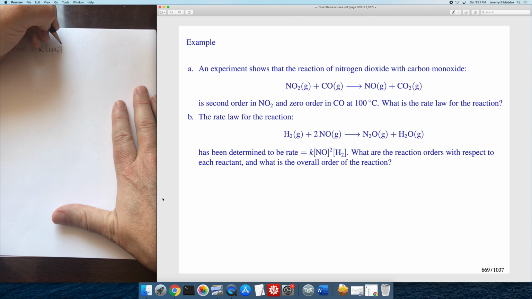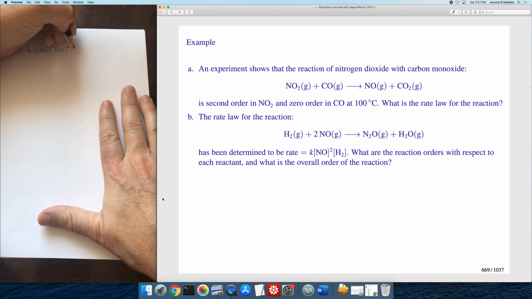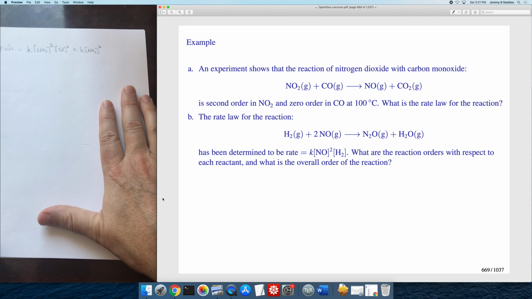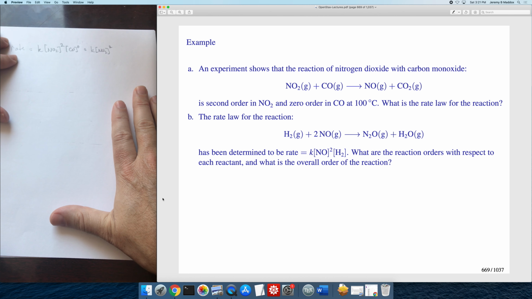NO2, it's second order. Carbon monoxide, 0th order. Anything to the 0 power is just 1. So the conventional way to write this would be as k[NO2] to the 2nd power and omit the carbon monoxide because it's not needed.